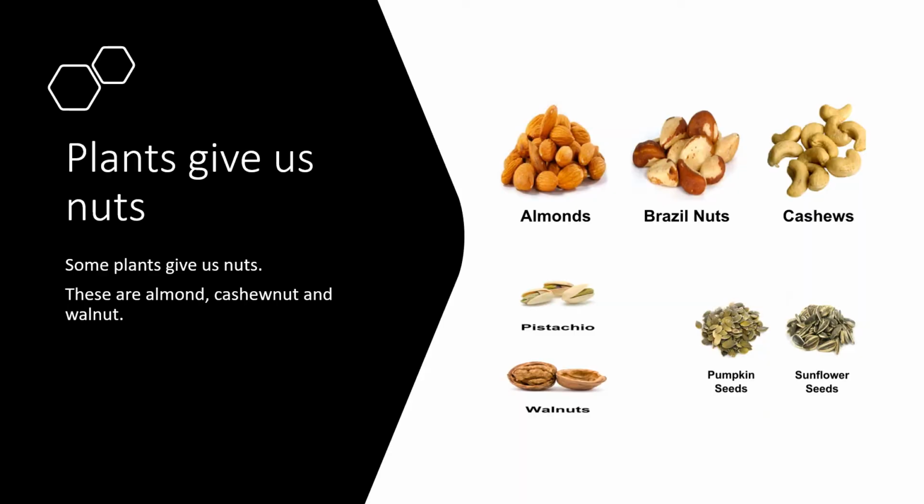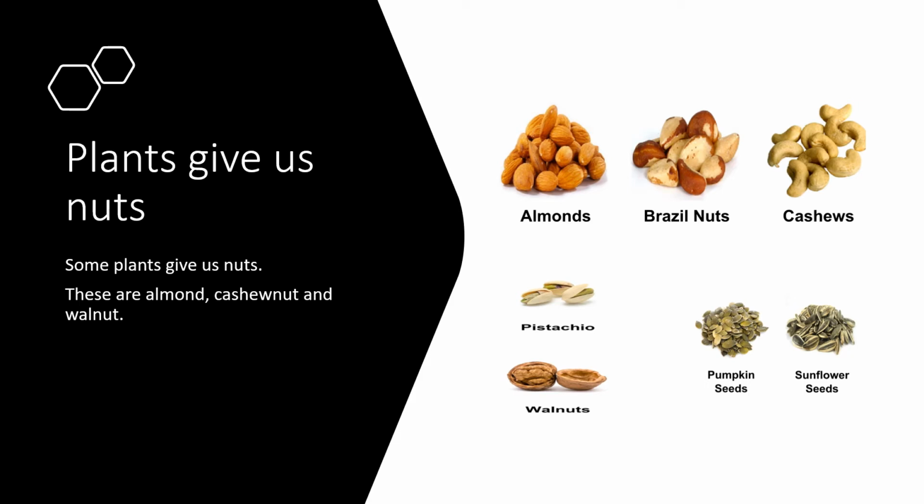Almonds, cashews, pistachios and all the other nuts, they also come from plants. I'm sure this time you are thanking God for all the gifts of plants. So many things, right children? And these yummy nuts. Wow. Now let us read the lines and the spellings of the nuts. Plants give us nuts. Some plants give us nuts. These are almonds, cashew nut and walnut. These are just the three names. There are many more nuts apart from the pictures I've put here. There are many more nuts that you will get in the market.